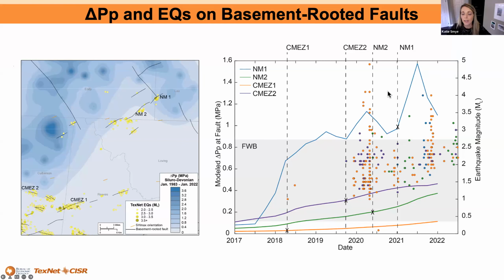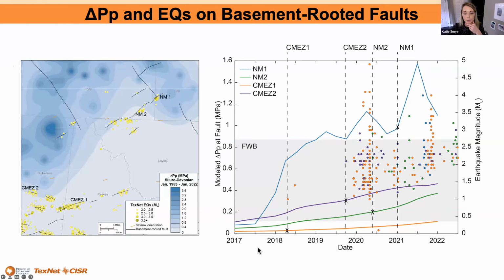What we see is that NM1, that fault where rupture occurred in 2021, had experienced a pore pressure change that was well above any of the ruptures we saw in the Fort Worth Basin. So this is a very significantly increased pore pressure change over time. Less so for NM2, which sees more of a gradual ramp in its pore pressure state, but again, well within the realm of where we would expect to have seen that fault rupture.